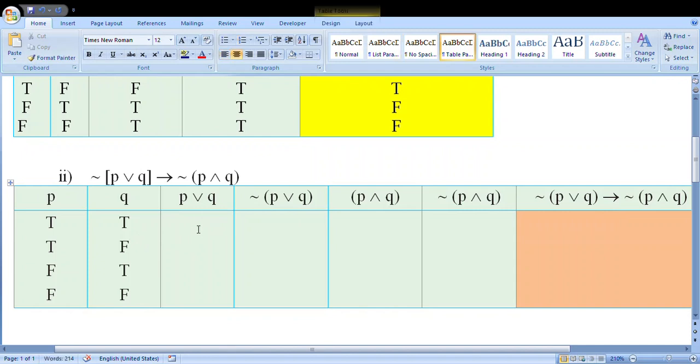So let us start with the entries. P and Q connected by OR. The rule of OR states that if there is a single T, write T. So both are T. If there is a single T, yes, there is T. So answer is T. F T, there is T. So answer is T. F F, there is no T. So the answer is F.